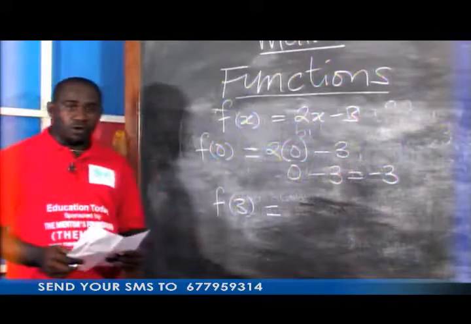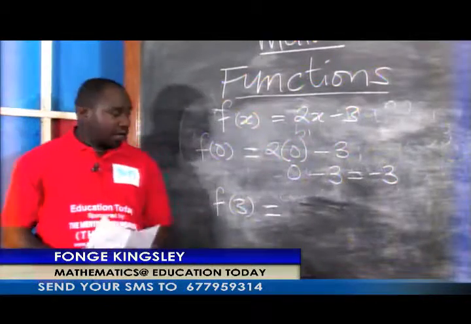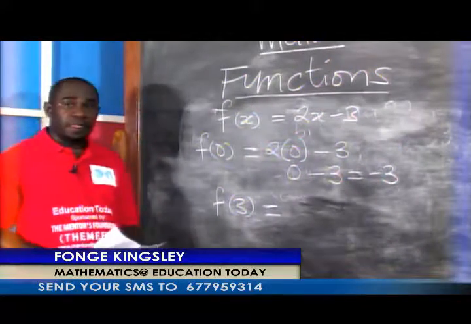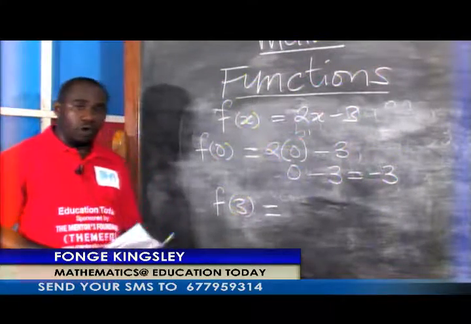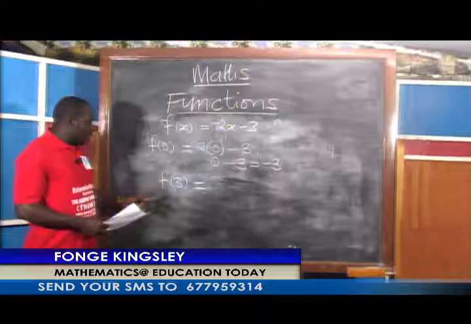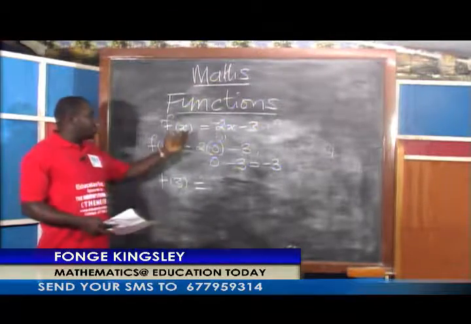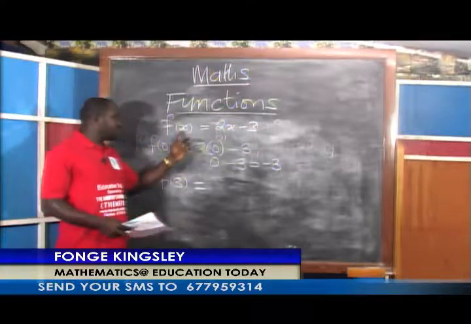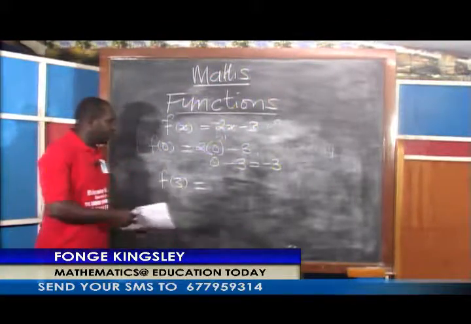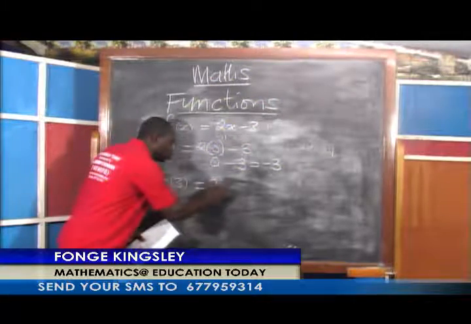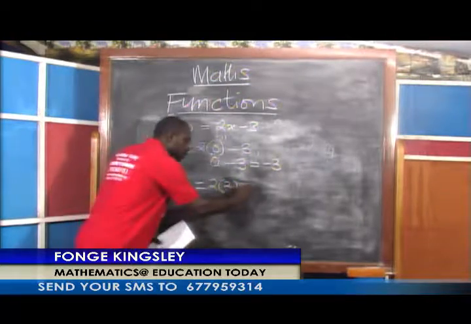Welcome back, televiewers. Before we took the commercial break, I gave an exercise that you should look for the value of f of 3. Now, let us see if your answer is correct. What is f of 3? F of 3 will mean that we go back to our function f of x, and anywhere we see x, we replace it with 3. So f of 3 will give us 2 times 3 minus 3.